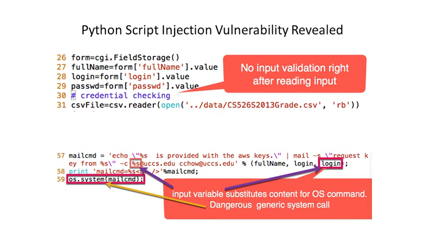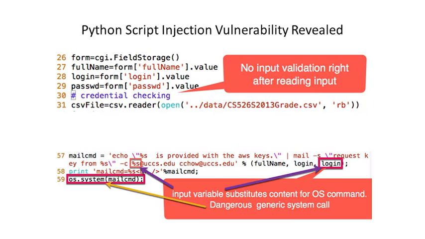Here we show the actual code of the Python server-side script and discuss its vulnerabilities. Lines 27 to 29 read in the input variable. And we can spot right away, based on the security design pattern, that there's no validation code for that, right? We need to see some code with an if statement and a regular expression, okay? We didn't find it there.